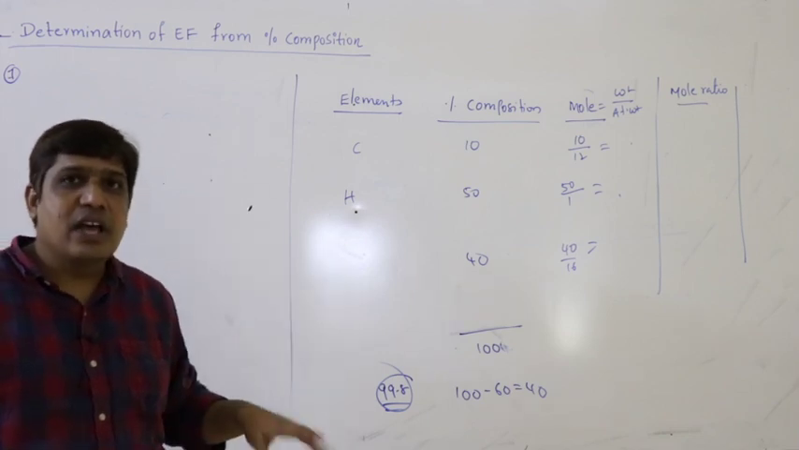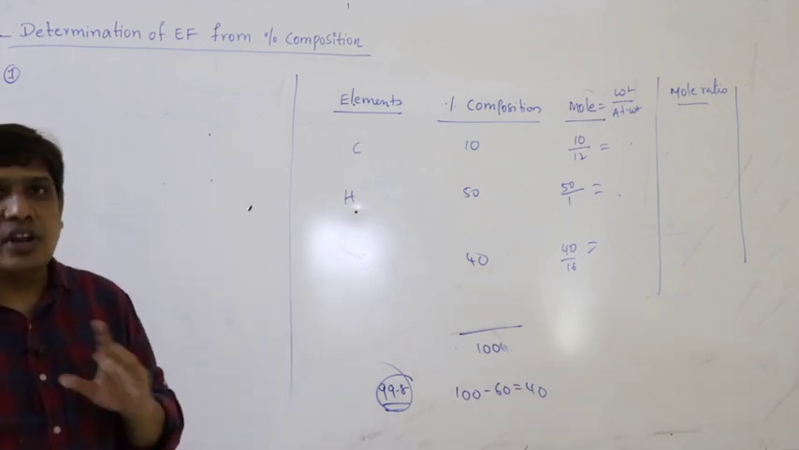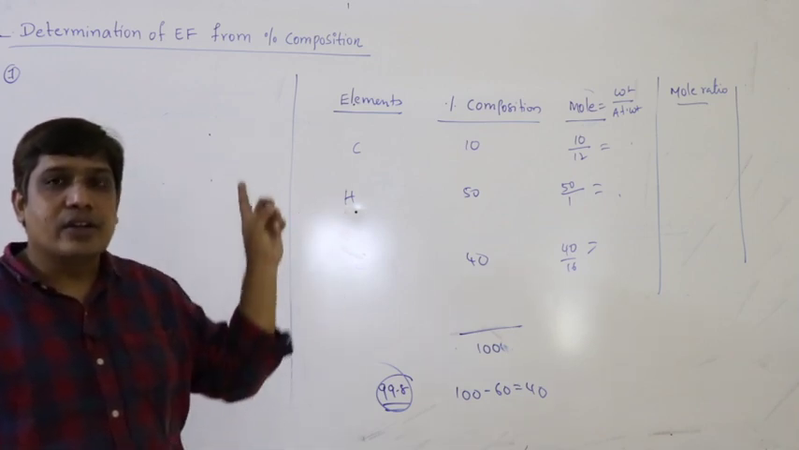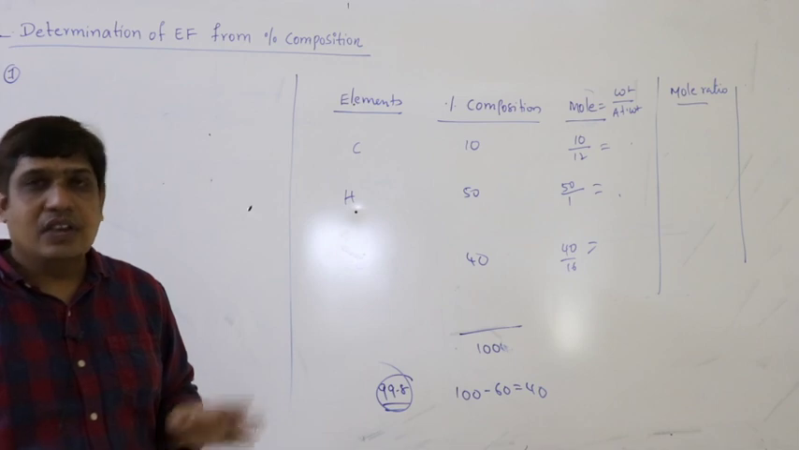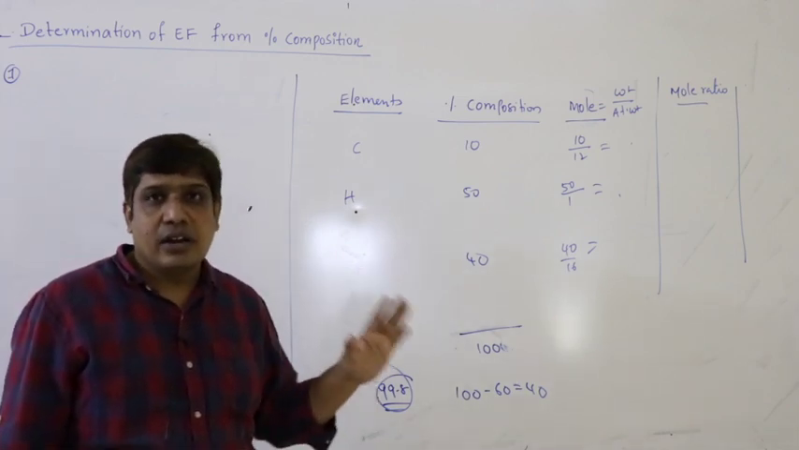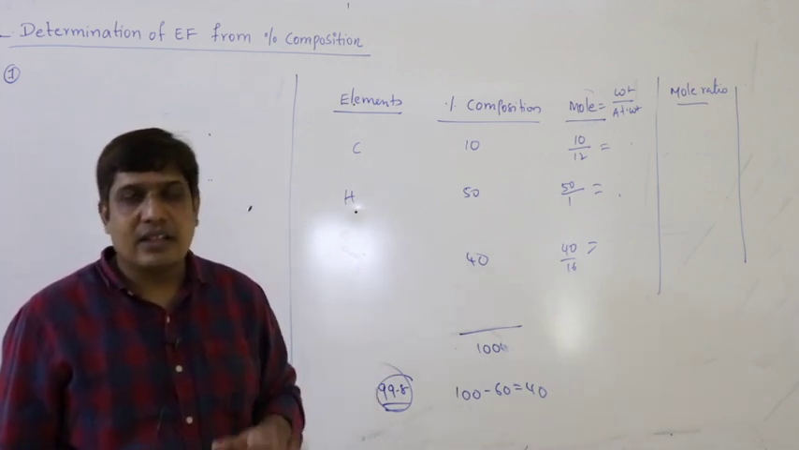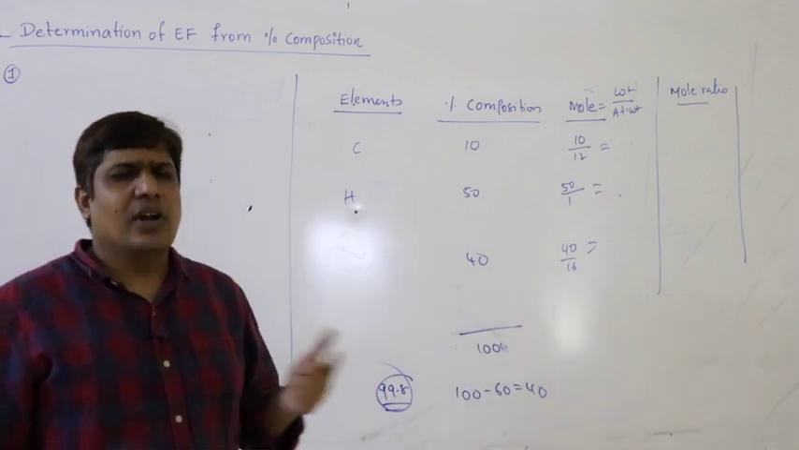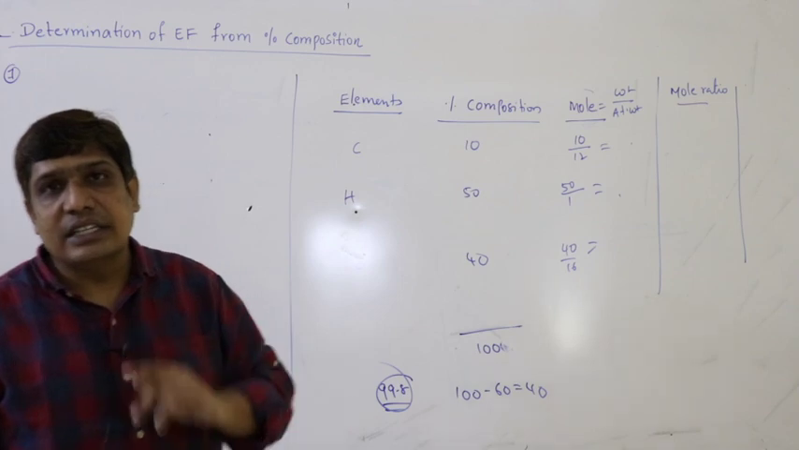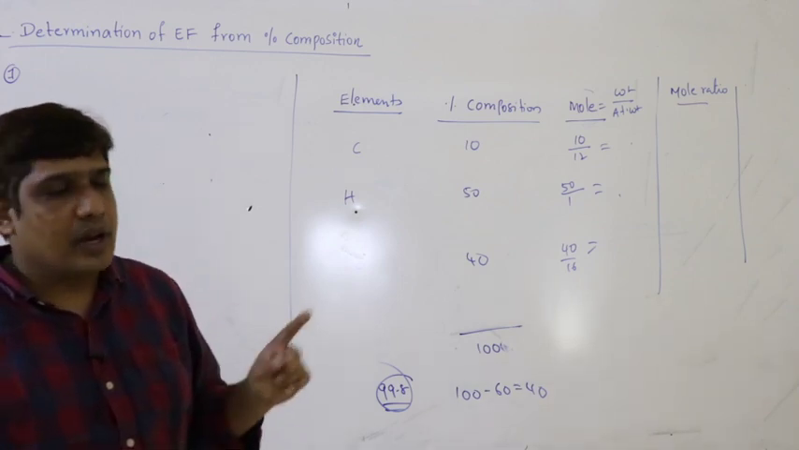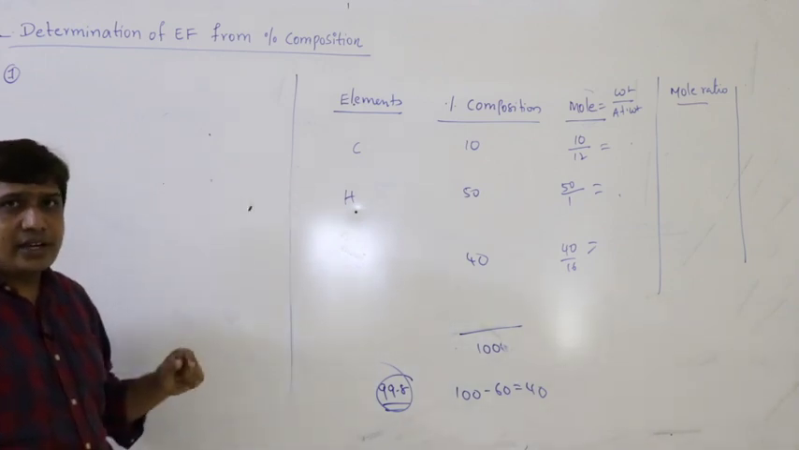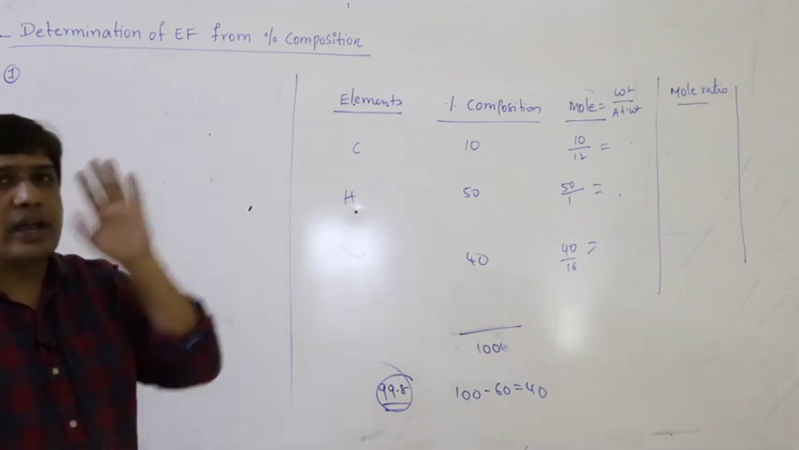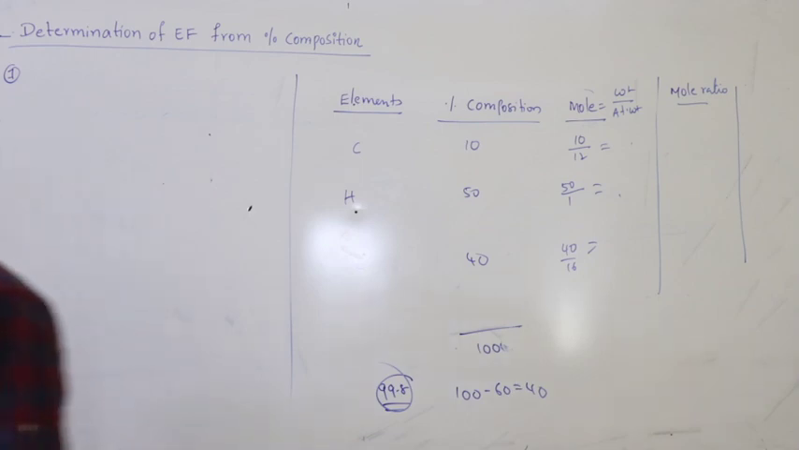Once you get moles, identify the mole which has the smallest number, and divide all the moles with that smallest number. You will get the mole ratio. If these values are whole numbers, then it is fine. Otherwise, multiply these numbers with some integer like 1, 2, 3, so that you get the nearest whole number, right? Whatever whole numbers you get, use them as subscripts to the respective elements. That will give your empirical formula.